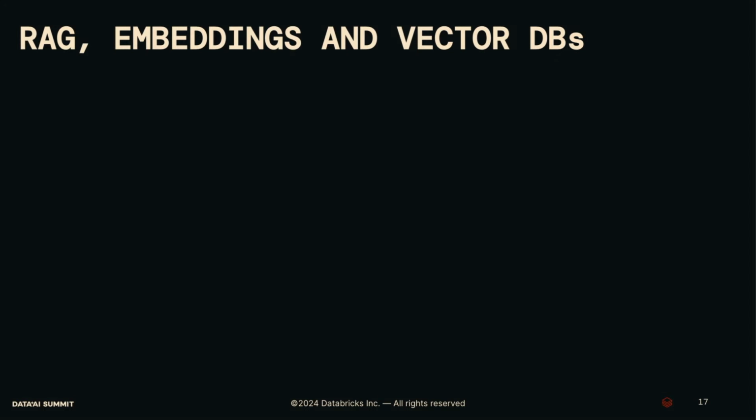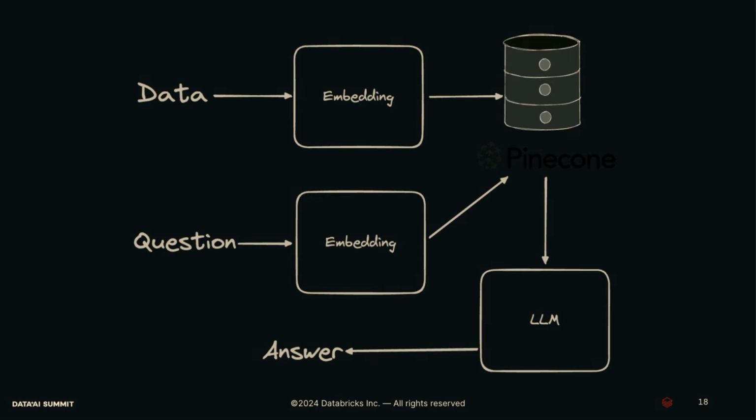So let's talk a little bit about vector DBs, embedding, how is it all connected? So that's the most simple diagram of RAG, right? I'm taking my data, passing it to an embedding model, storing it in some database, and then when I have a question, I pass it to the embedding model, getting things from the database, giving it to the model gives me an answer, right? It's a very simple thing.